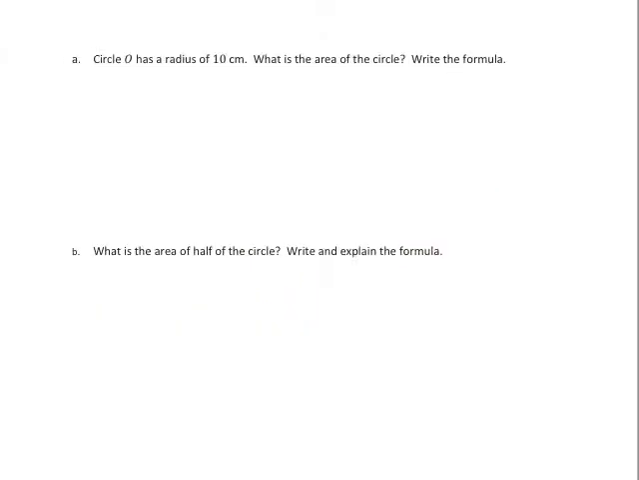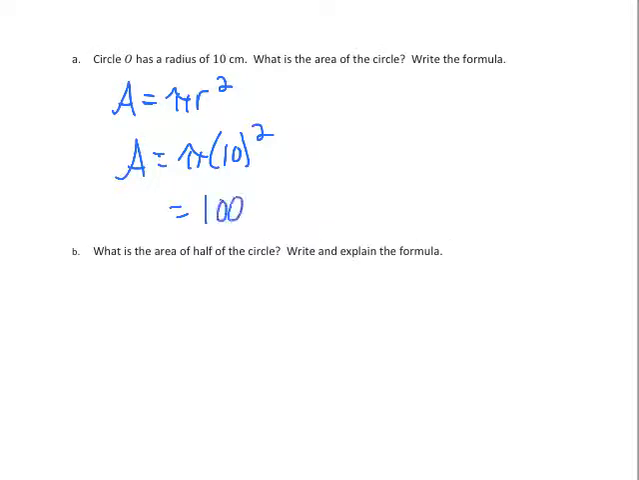So if we have a circle that has a radius of 10 centimeters, first of all, let's find the area of the entire circle. We're going to leave it in terms of pi again. And we know the formula for the area of an entire circle. It's pi r squared. So we only need one dimension. The area is going to be pi times 10 squared. So this area is 100 pi square centimeters.